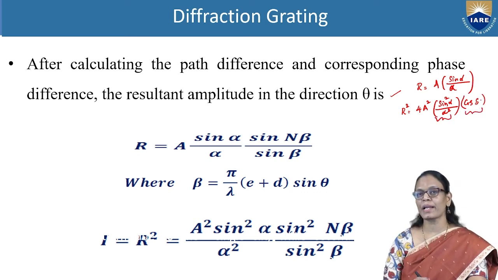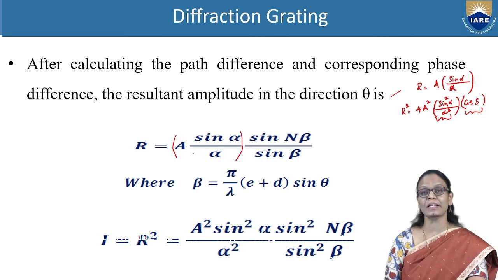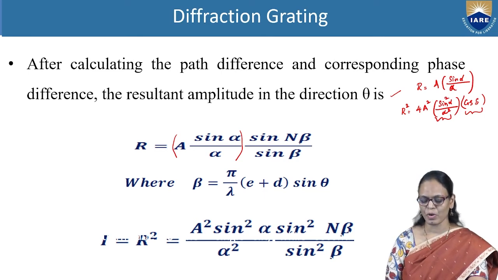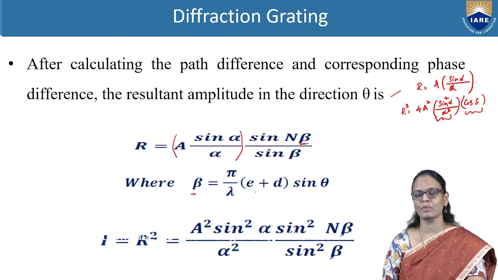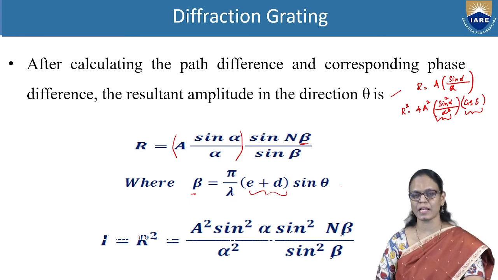So here, due to N slits, what we are getting is A sin alpha by alpha, which means all the rays coming from each slit, having an amplitude A sin alpha by alpha, are now going to interfere, and the resultant is given by sin N beta by sin beta. A sin alpha by alpha into sin N beta by sin beta. What is beta here? We have already defined beta as pi by lambda into (e plus d) sin theta, because the phase difference is given by pi by lambda into (e plus d) sin theta.